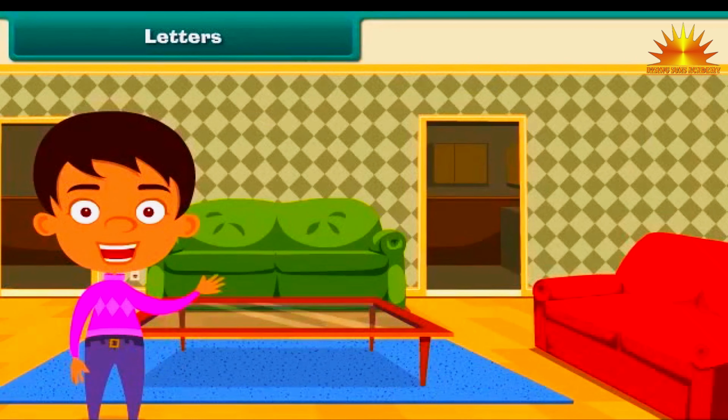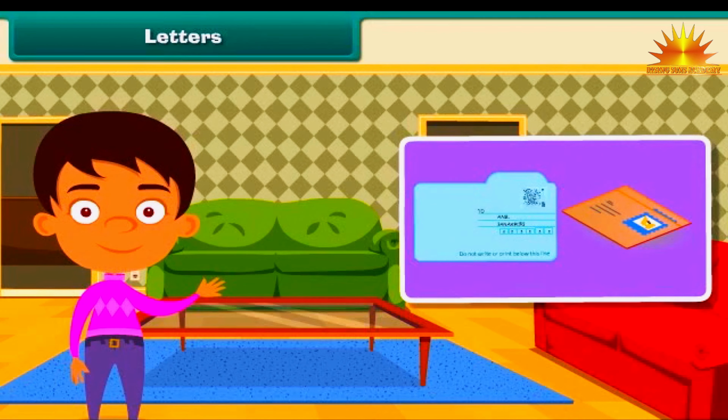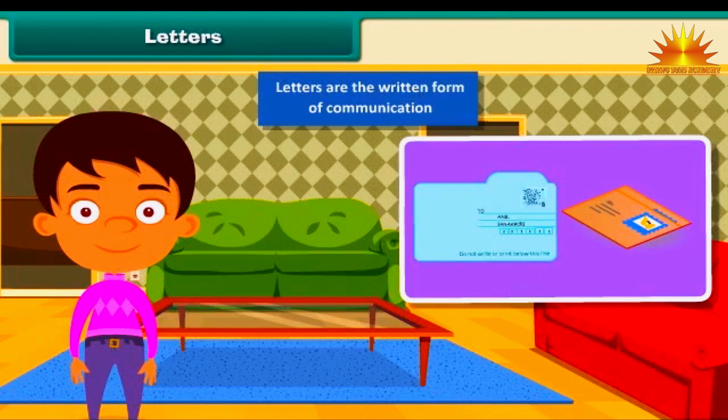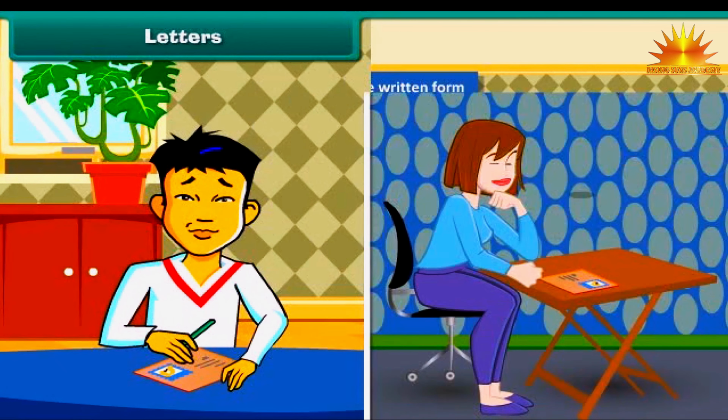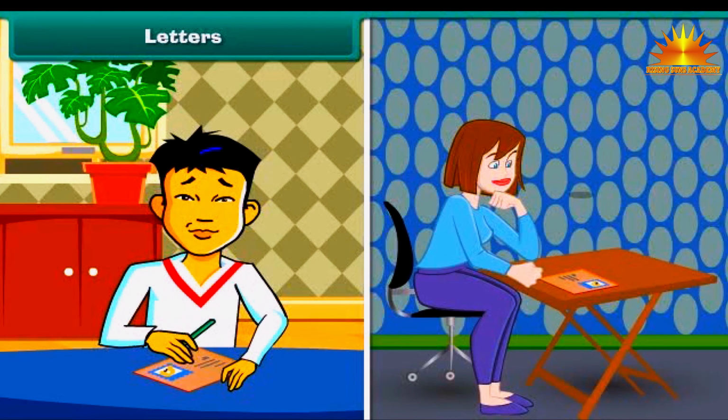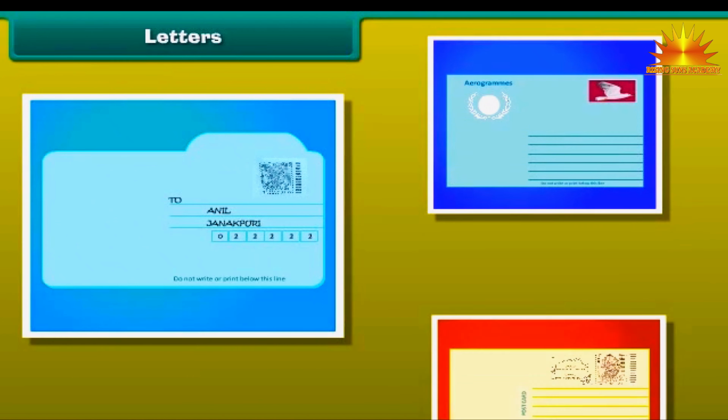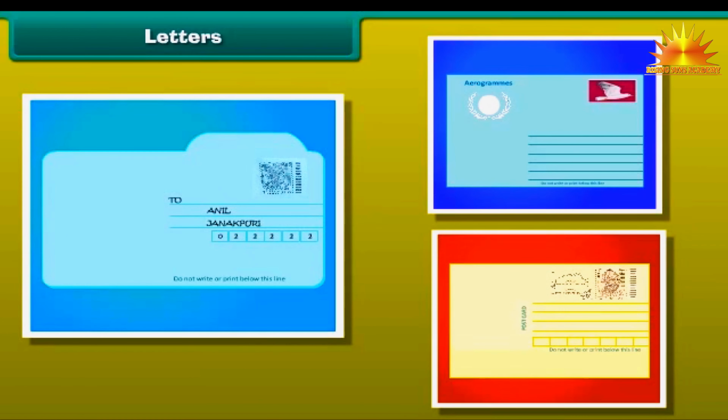Now let's know more about another means of communication, that is, letters. Do you know the fact that letters are the written form of communication? It is generally used to exchange information with people present anywhere in the world. Inland letters, aerogram, and postcards are different types of letters. Let's know about them in detail.